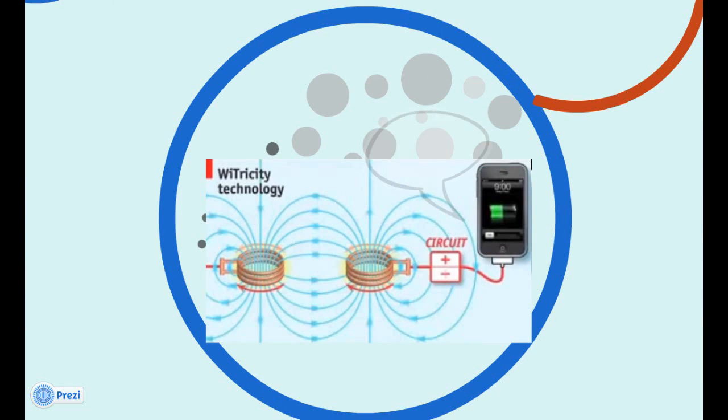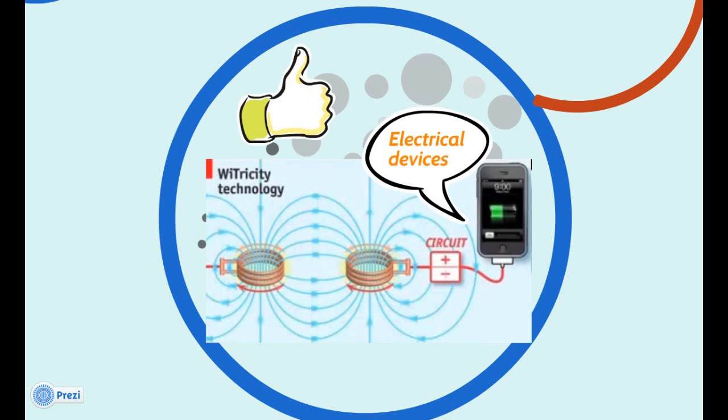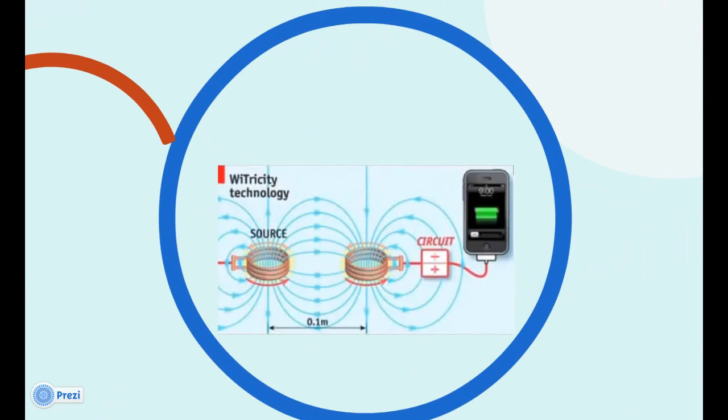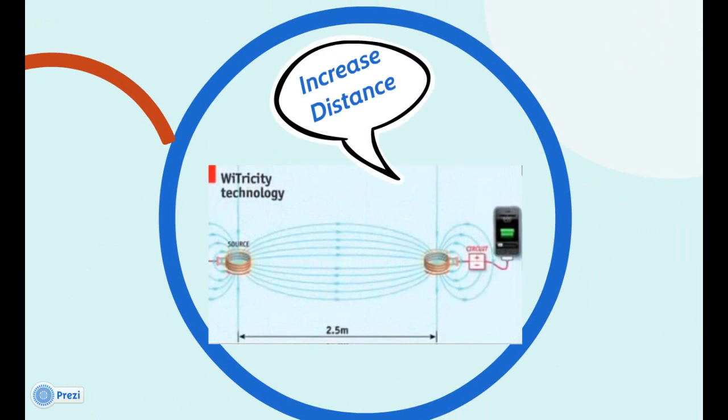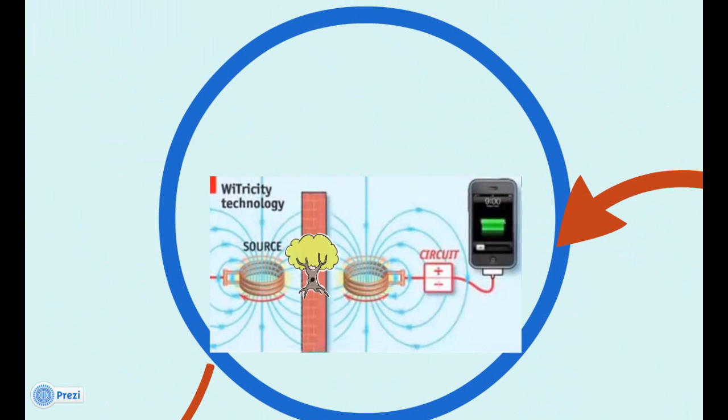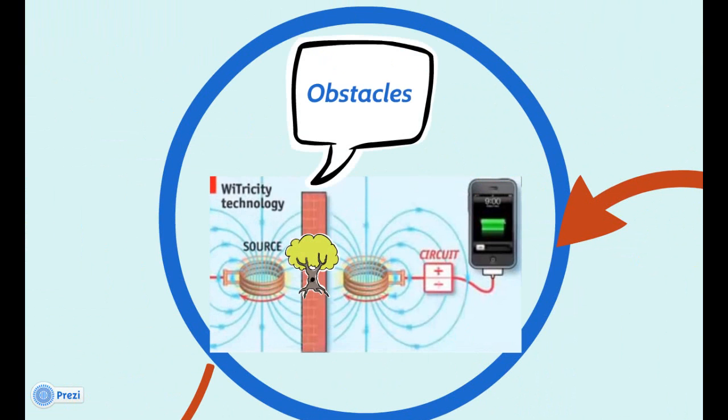By attaching the second coil to devices, such as a mobile phone, this current can be made to do useful work. The source can be either centimeters or meters away from the device being powered. It can deliver power through walls or other obstacles.